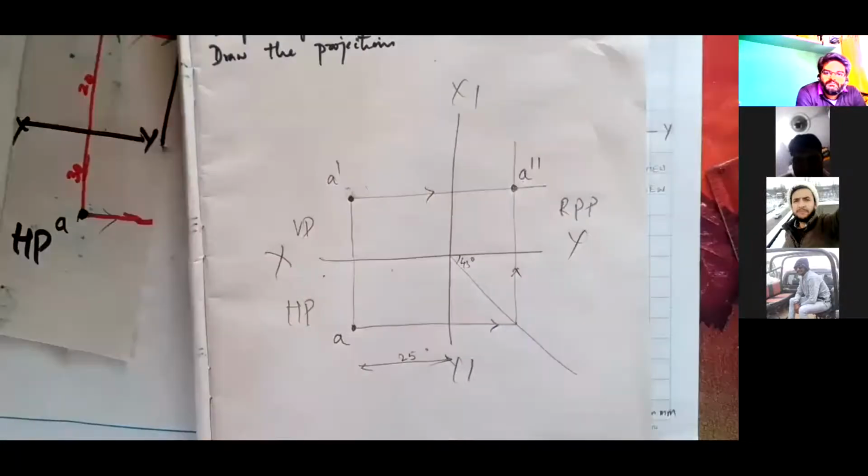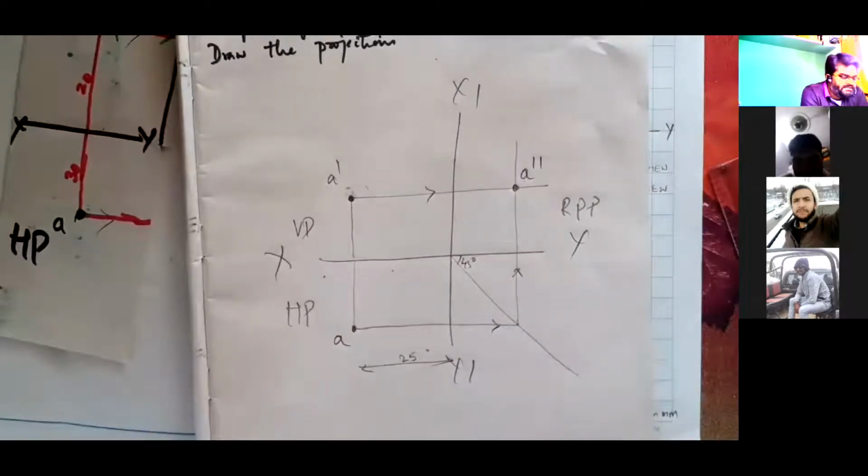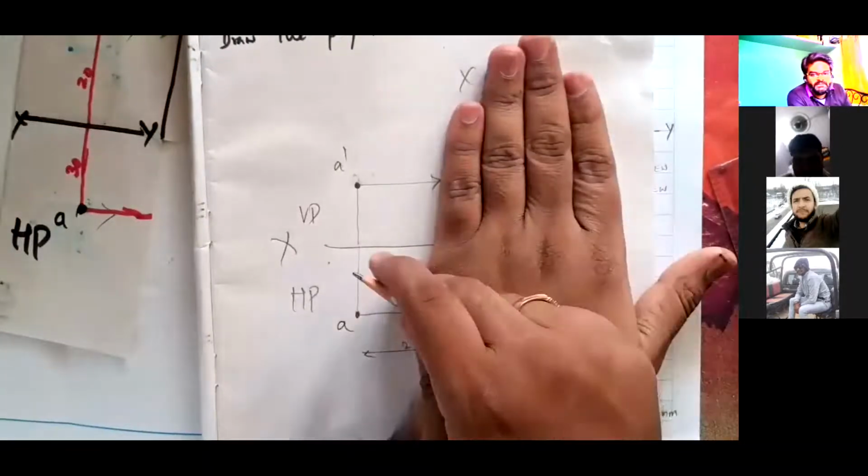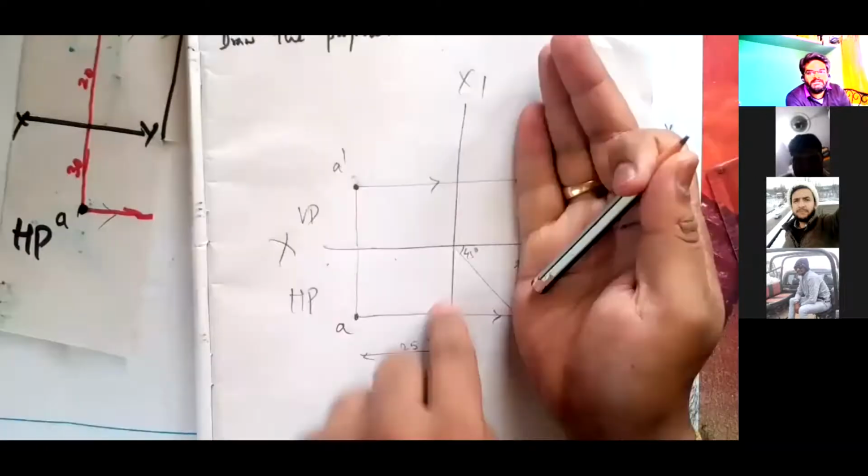Are you able to get it? Earlier, I knew only this one. From the x1 y1 line, they have given a 25 mm distance. I have to find out A double dash, that is the third view.